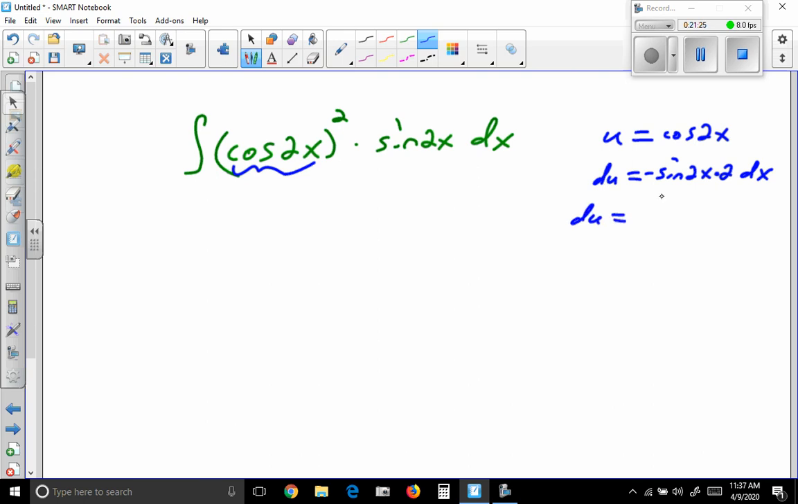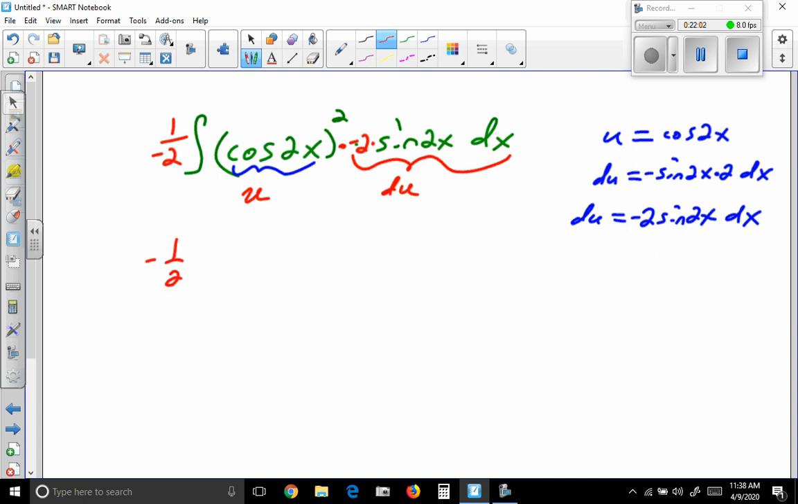So du, if we rearrange this, we can put the 2 out front. That's negative 2 sine 2x times dx. So we have a sine 2x dx, but we need a negative 2 with it. So we can multiply. We're not subtracting, we're multiplying by negative 2. And if we multiply by negative 2, we also have to divide by negative 2. So essentially, those cancel each other out. But by doing this, that's going to be u squared. That's going to be our du.